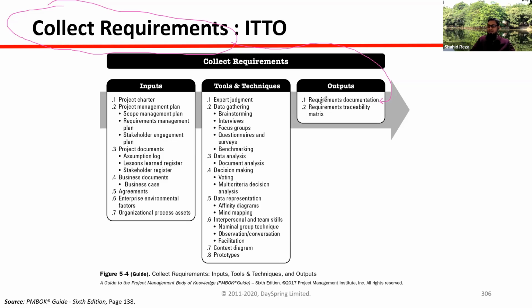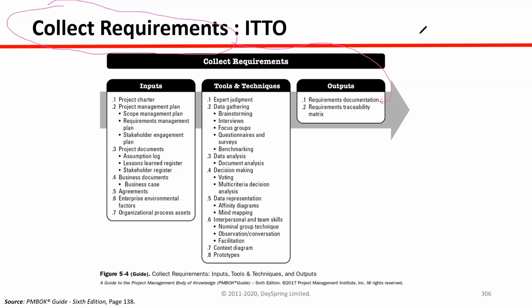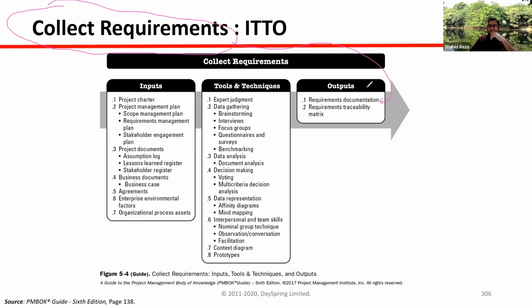In Agile, what is the name of the document? In Agile, can anyone say? In Agile, what is the name of this documentation? Does everyone hear me? Backlog. Backlog. In Agile, this requirement documentation is known as backlog. All right. So collecting all the requirements, we are putting all the requirements in requirement documentation.